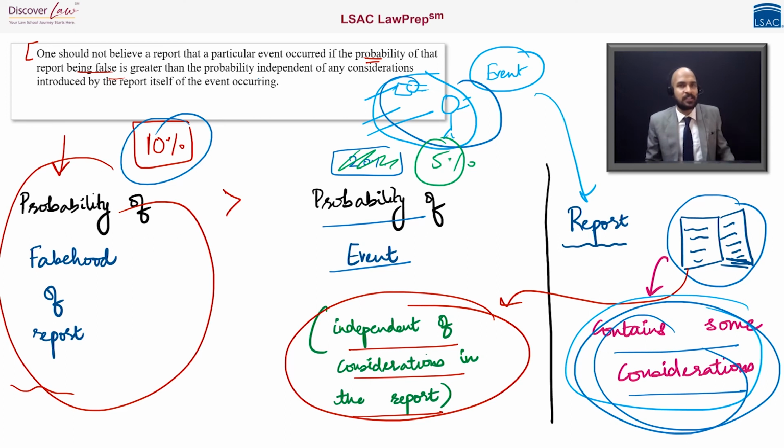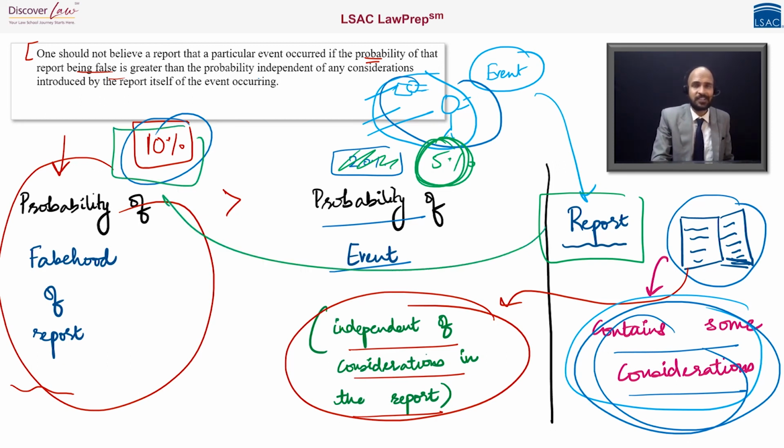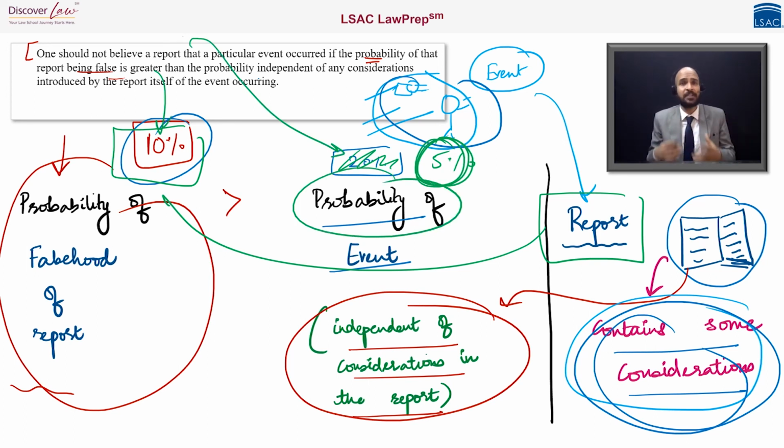Now look at this. It says that the chance that the event happened aside of this report is 5%, and the chance of this report being false is 10%. In such a scenario, it says do not believe this report about this event, because the probability of the event is so low and the probability of the falsehood of this report is so high, so don't believe it. This is what you get in this principle. Not the easiest of things to understand, but that's what it is. Let us move ahead.